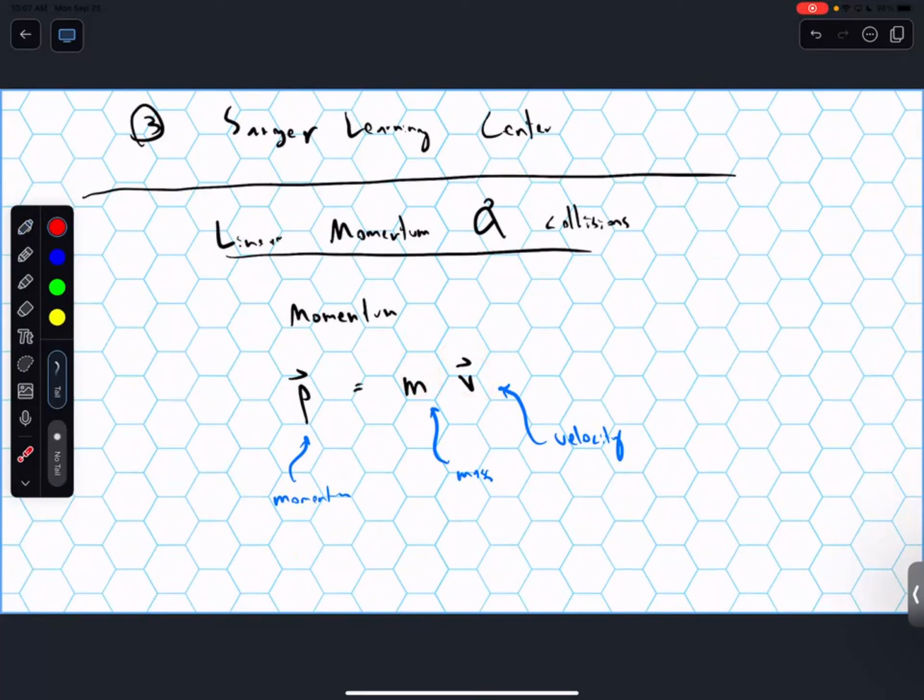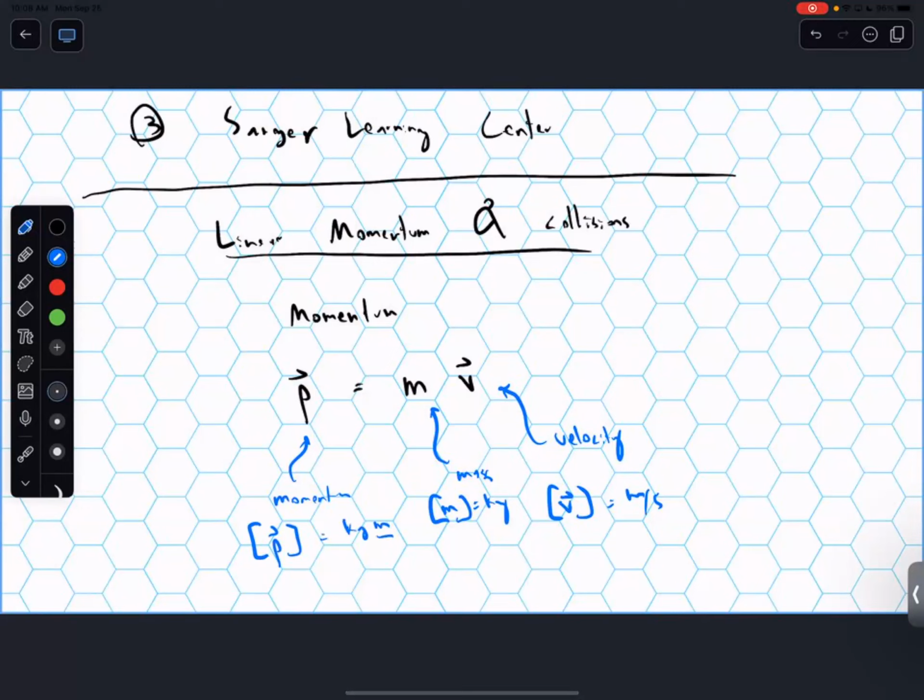If we check the units, we know that velocity has units of meters per second. Mass has units of kilograms, all in SI. So momentum doesn't have any particularly elegant units. Momentum is just going to have units of kilogram meters per second. This is obviously a very derived unit, but when you're checking formulas, it's useful to know what the units should be.